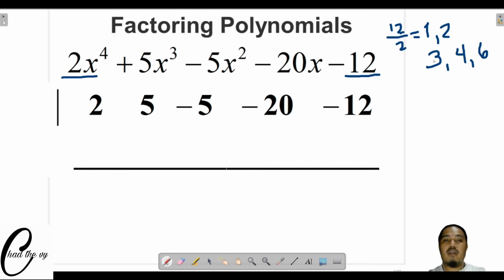Saka, i-divide natin. So, syempre, 1 over 1, ganyan, 2 over 3. Mali. 3 over 2. 4 over 2. Yan. So, 2 yun. 6 over 2, 3 ang sagot natin. Yan. Then, 3 over 1. 4 over 1. 6 over 1. Now, punta tayo dito. Try natin yung positive 1 muna.